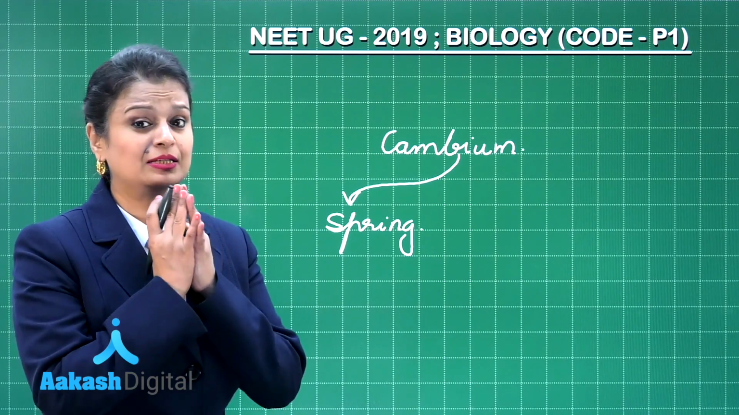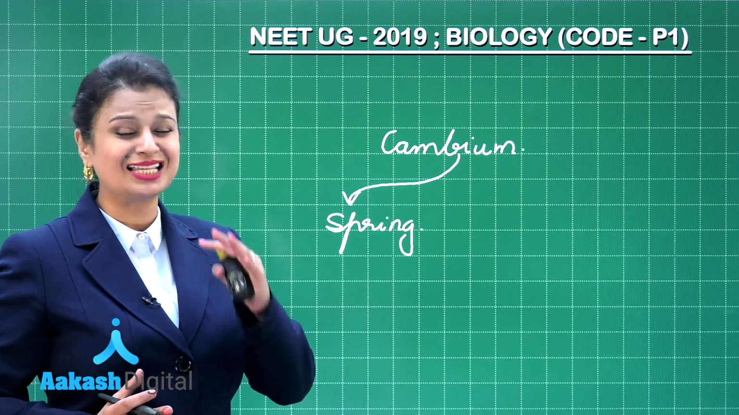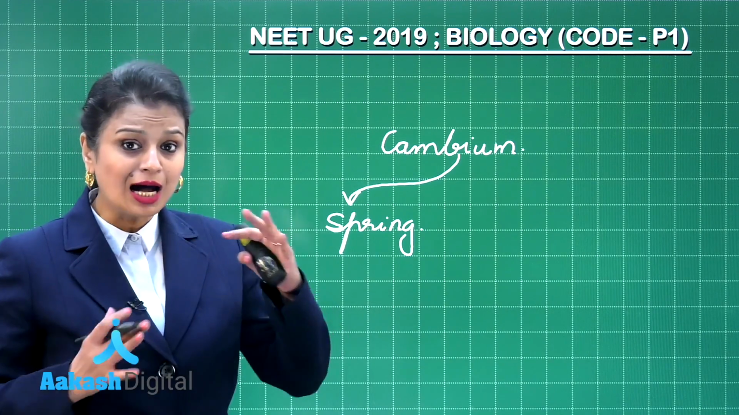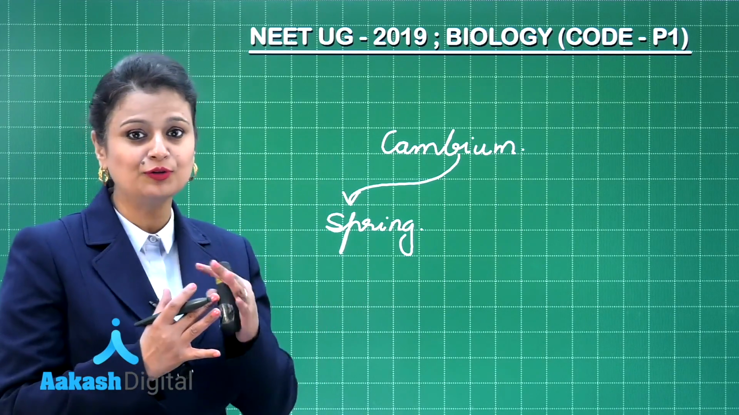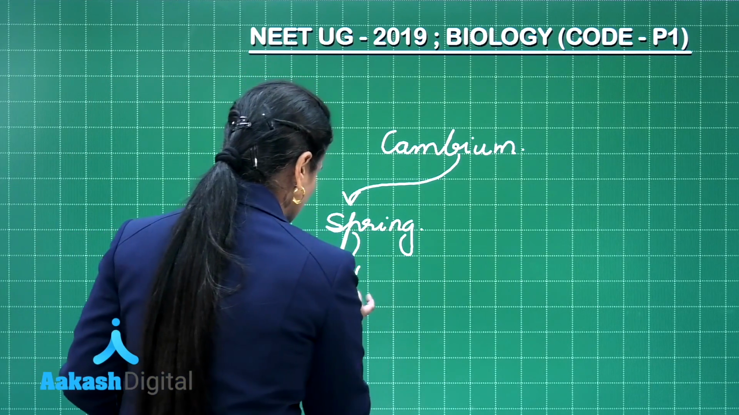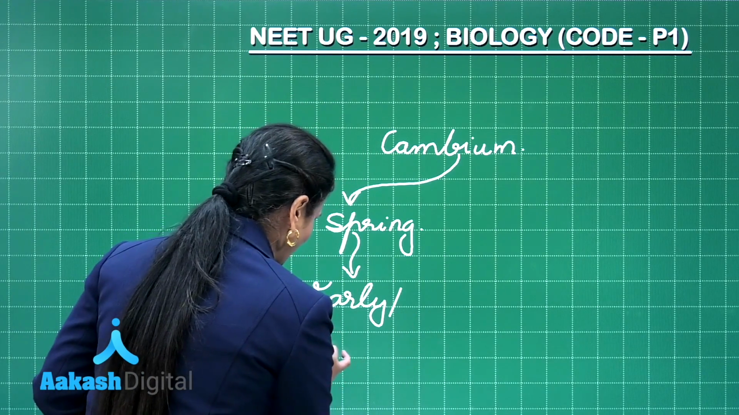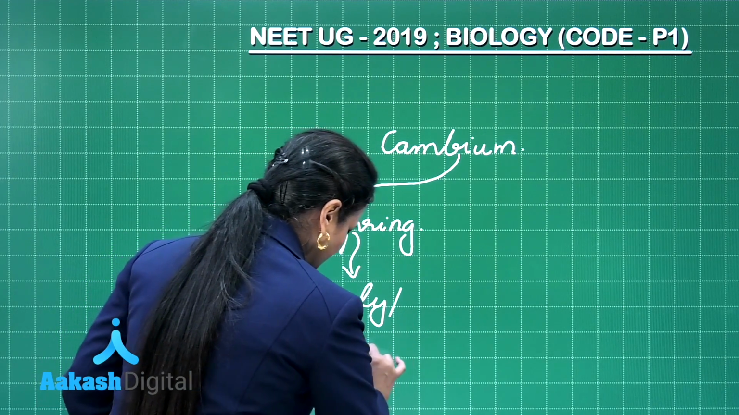If its activity is high, it is going to form a large amount of wood. This wood is light in color. Large amount of wood, light color wood, which is formed in the spring season, you are going to call this wood as early wood, or it may be known as spring wood.